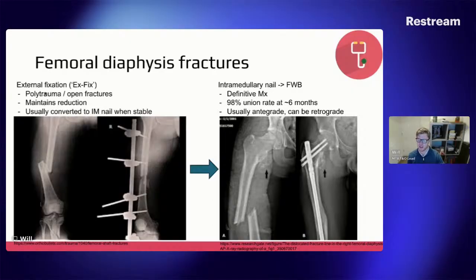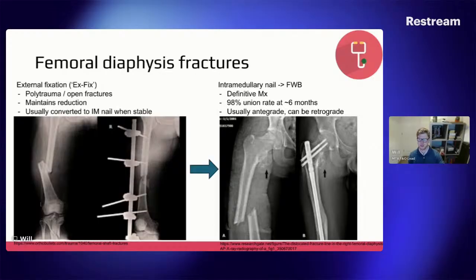Now, if this is not a case of polytrauma or not an open fracture and the patient is stable, you can proceed straight to an intramedullary nail. This is definitive irrespective of what the cause of the femoral fracture is and has very good outcomes. About 98% of people who have an intramedullary nail have union, so fixation of the bone, at 6 months.